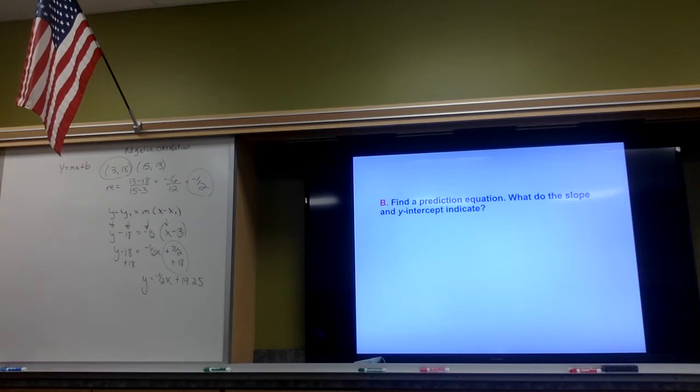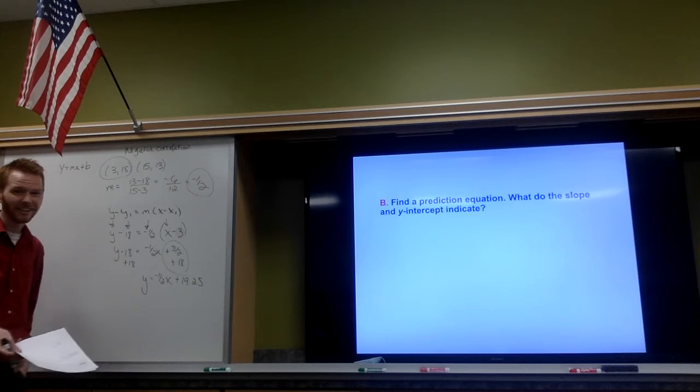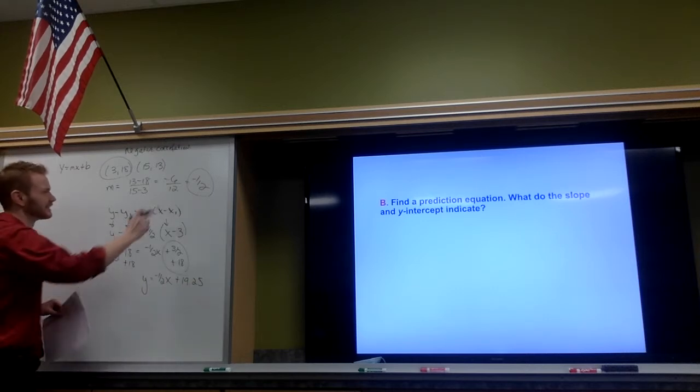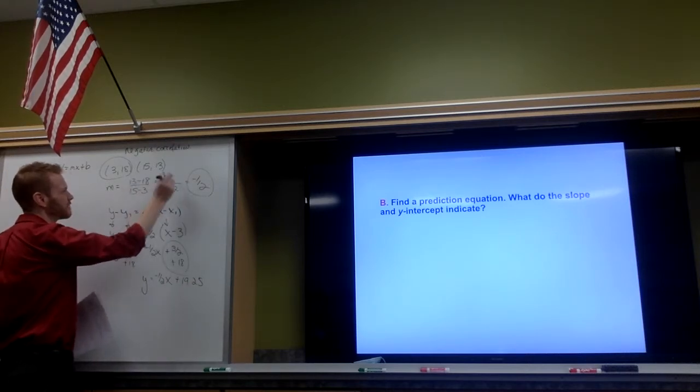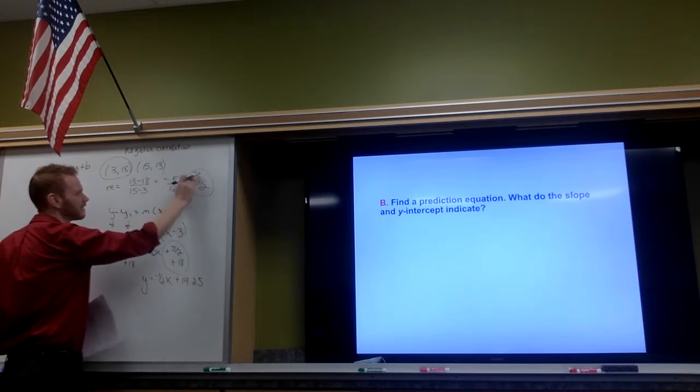Do you see it? Were you screaming the whole time when I was solving this? You see my error? You see what I did wrong with the slope? It's up here. 13 minus 18, negative 5. Oh no.